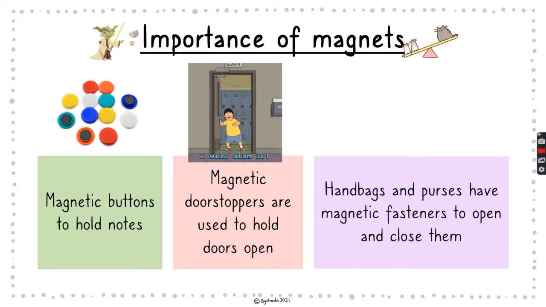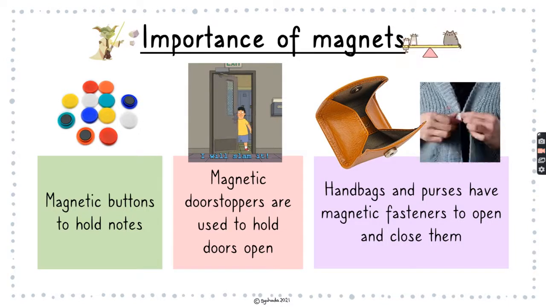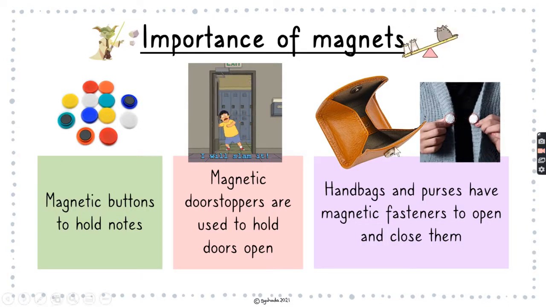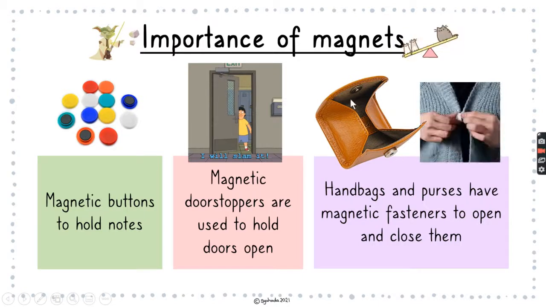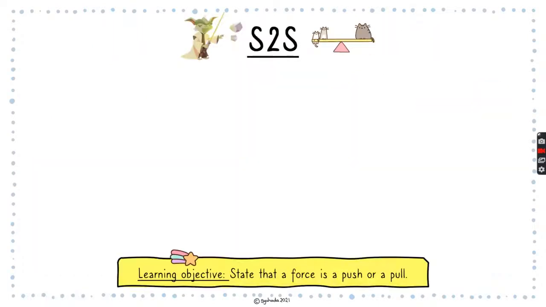You have handbags and purses that have magnetic fasteners to open and close them, and this is something you can see pretty much if you have these types of bags. They actually contain magnets to hold the purses together so things don't fall apart.